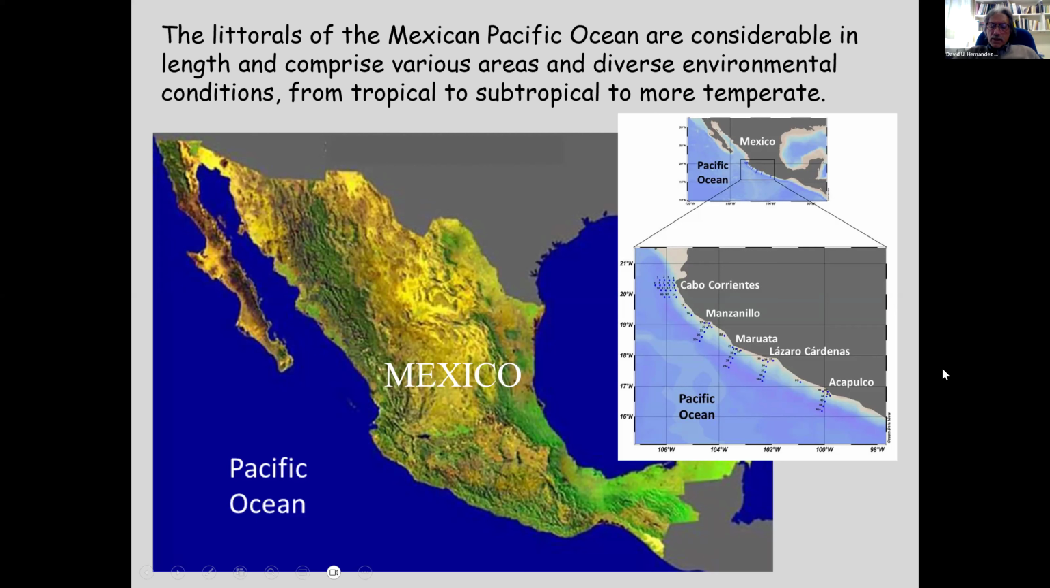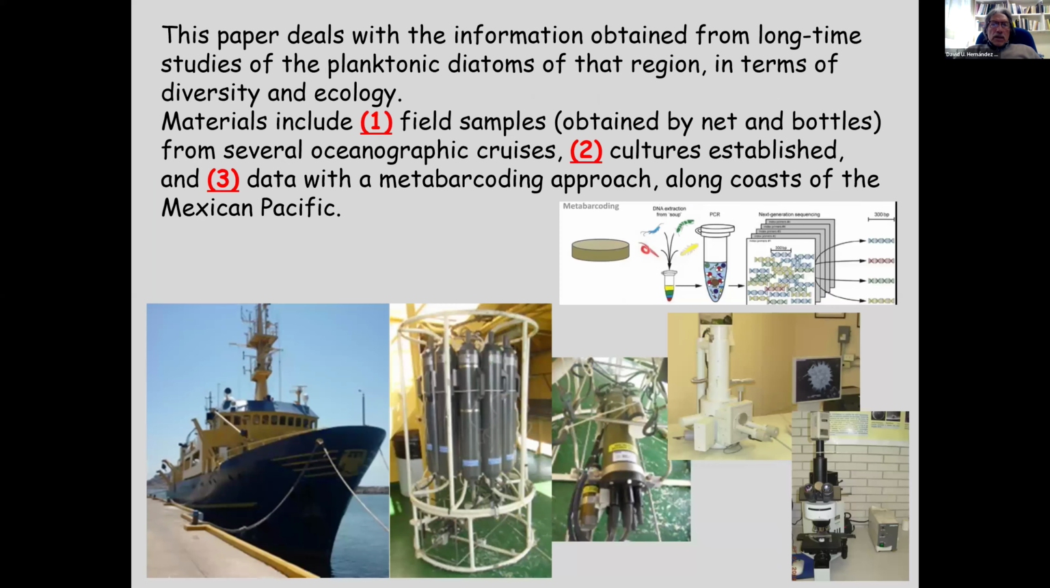We have been carrying out some oceanographic cruises, especially in the area of the central Mexican Pacific, which goes from Cabo Corrientes to Acapulco. That's in the panel on the right side. We have gathered lots of data and information about marine phytoplankton, but especially marine planktonic diatoms in this area.